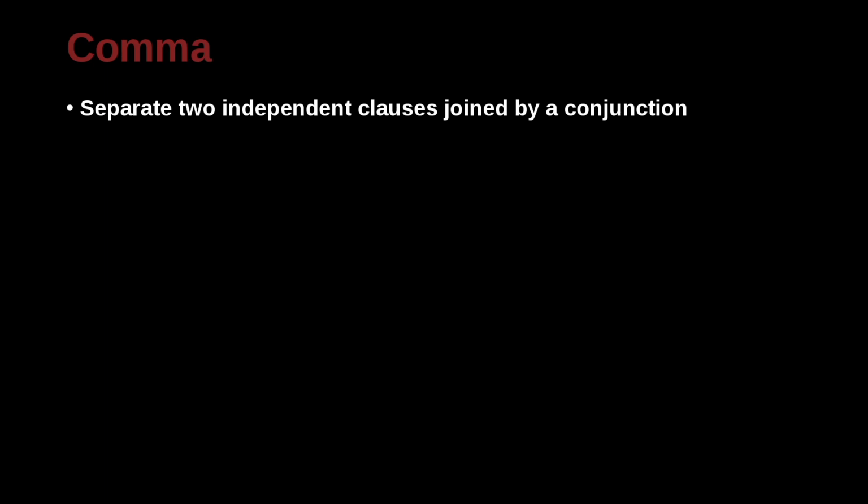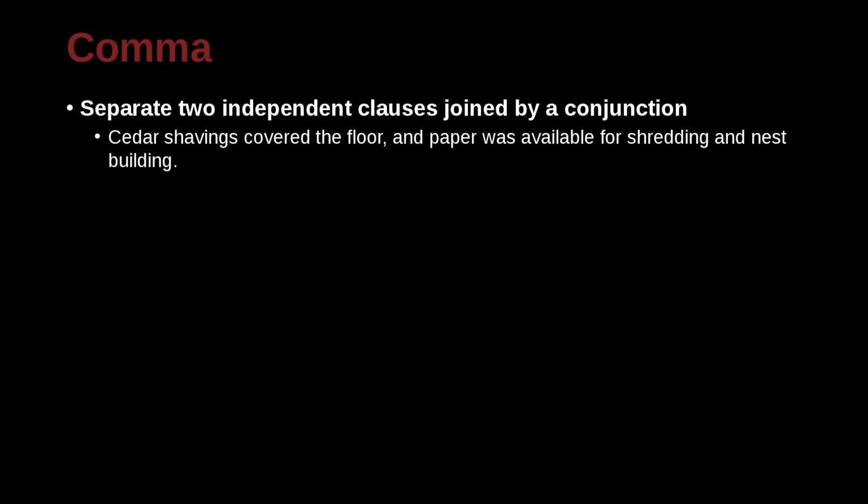You use a comma to separate 2 independent clauses that are conjoined by a conjunction. Now, this is a really important idea and easy to get confused. Let's look at an example here. Cedar shavings covered the floor, comma, and paper was available for shredding and nest building. So this is talking about birds, I guess, or some kind of animal. And where is our comma? Our comma is here.